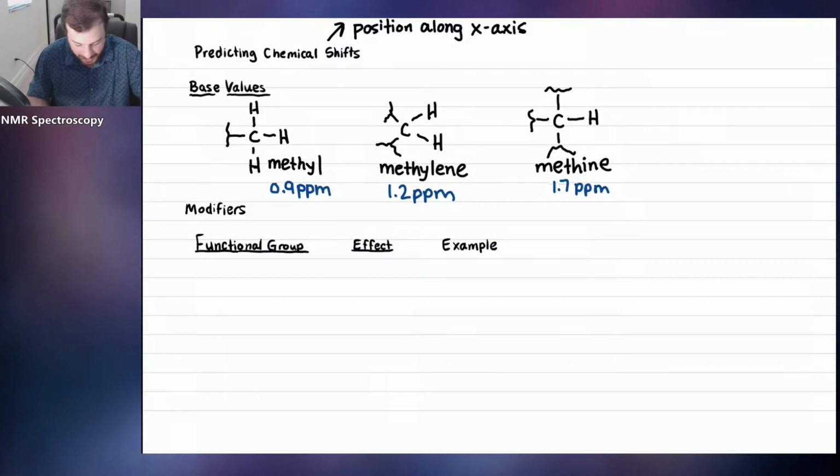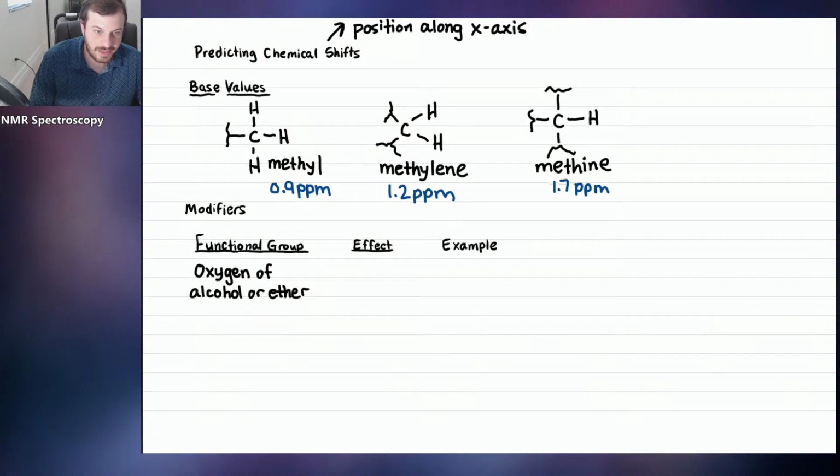The first modifier is a very powerful modifier, and it is an oxygen of an alcohol or ether. When we talk about these modifiers, this means next to this functional group. So if you have a hydrogen that's on a carbon next to an oxygen of an alcohol or ether, the effect is a whopping plus 2.5 ppm to the base value. Let's take a look at an example.